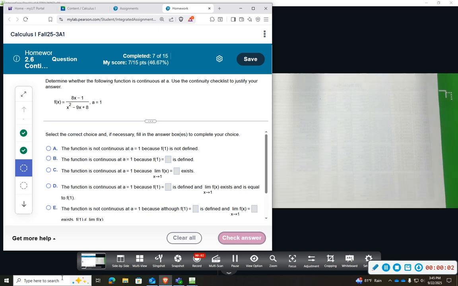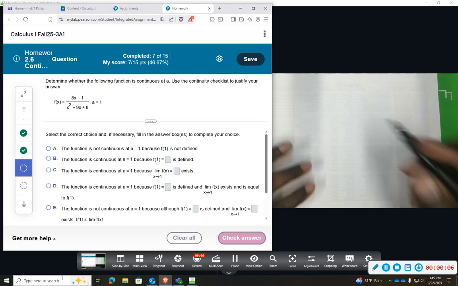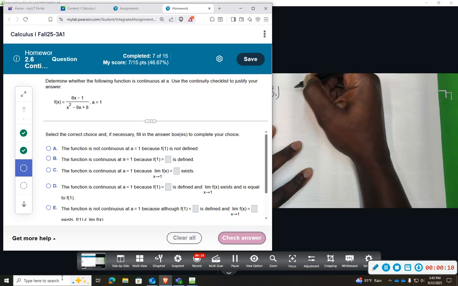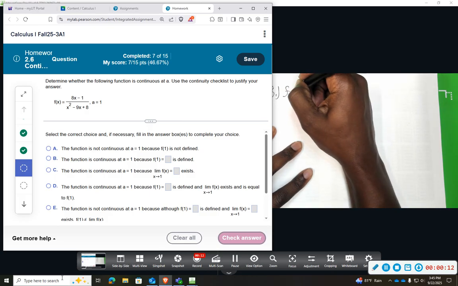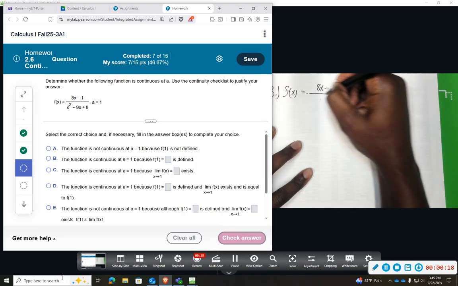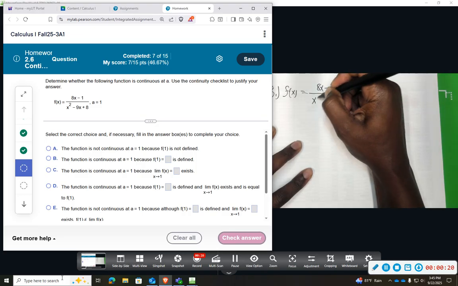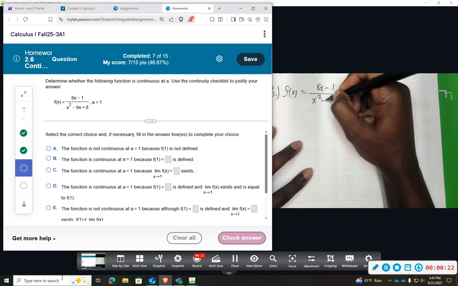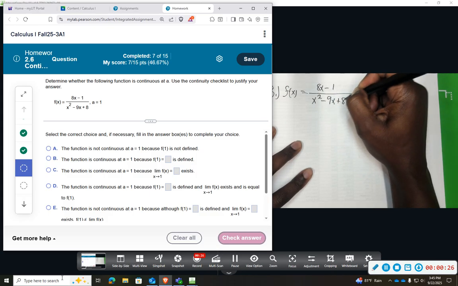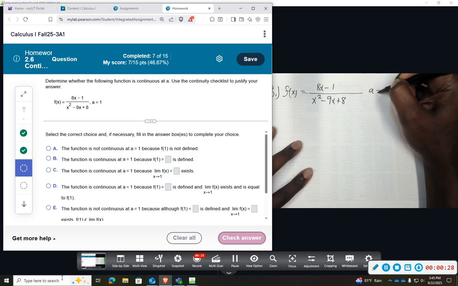All right, question number 8. We want to determine if the function is continuous at a, and we want to use our checklist. So we have f of x is equal to 8x minus 1, divided by x squared minus 9x plus 8, and we're saying a equals 1.